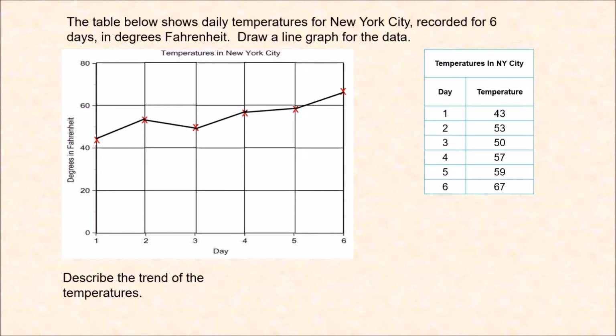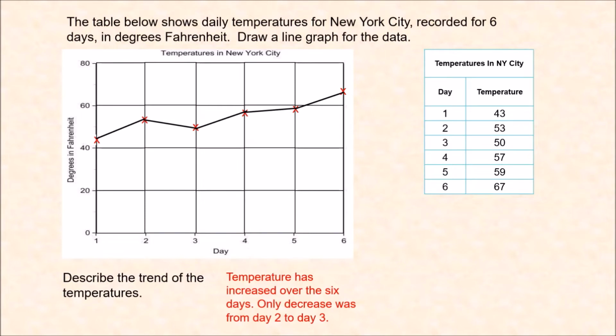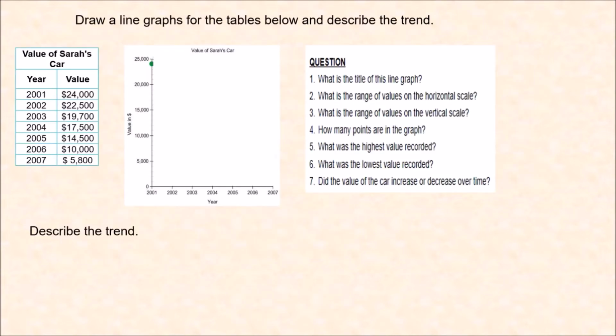This is what we call a trend. If we describe this trend, we say that the temperature has increased over the 6 days. The only decrease is from day 2 to day 3, but otherwise it's always increasing. So we say here that the trend is increasing. Try this example on a graph paper. Pause this video and continue when you are done to check your work.